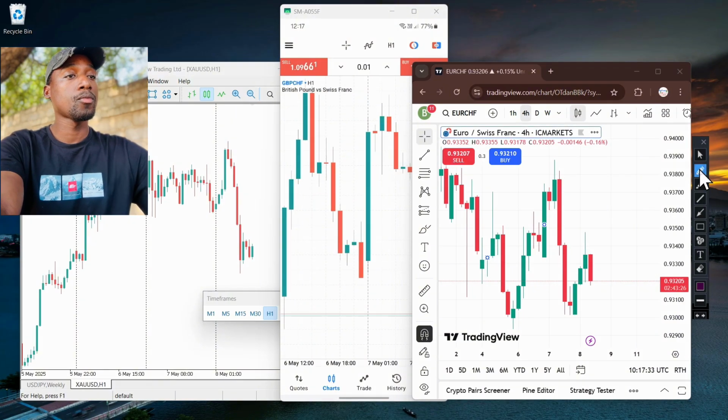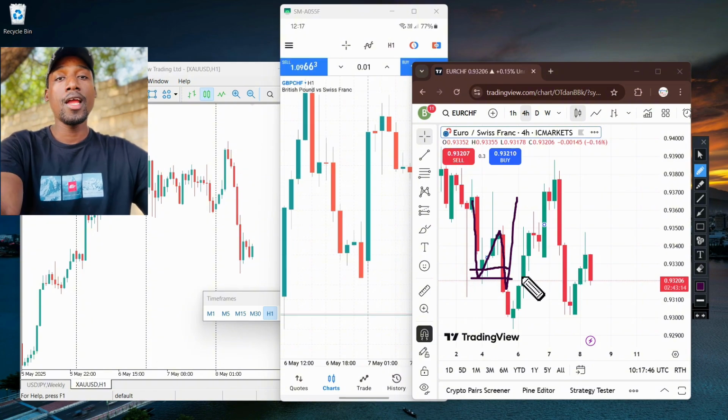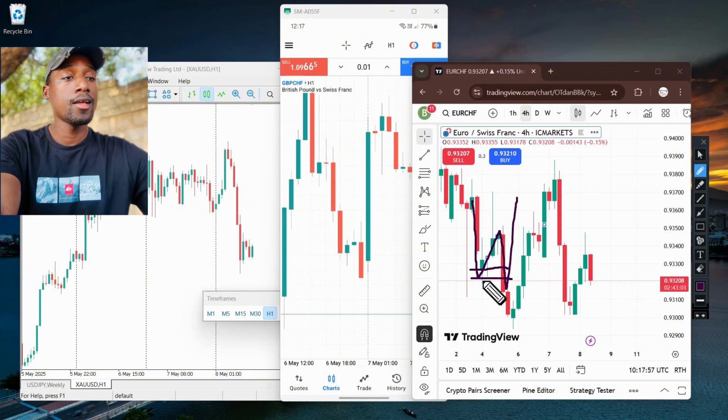Now, we also have a double bottom and a double top. It's not the same as an M and W. This forms a W, but as in trading, every structure, every pattern will not work every time, it will fail, and that's important for you to apply proper risk management.